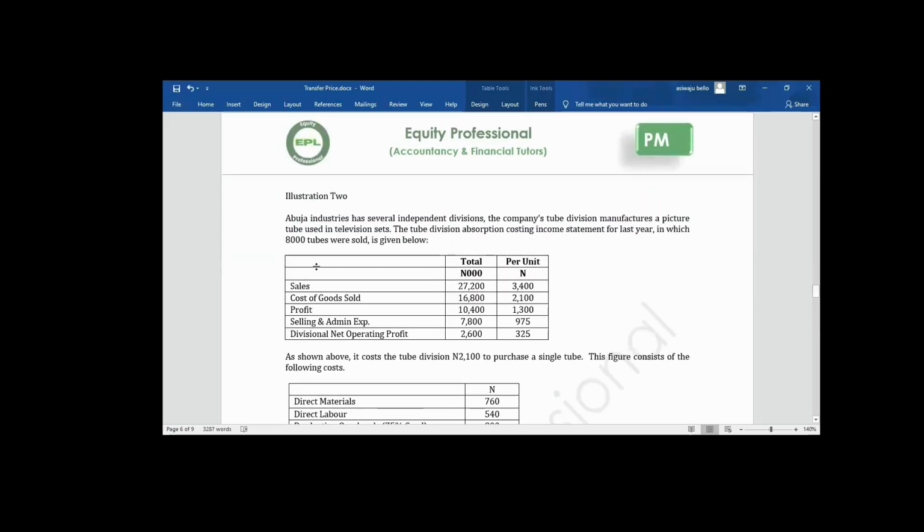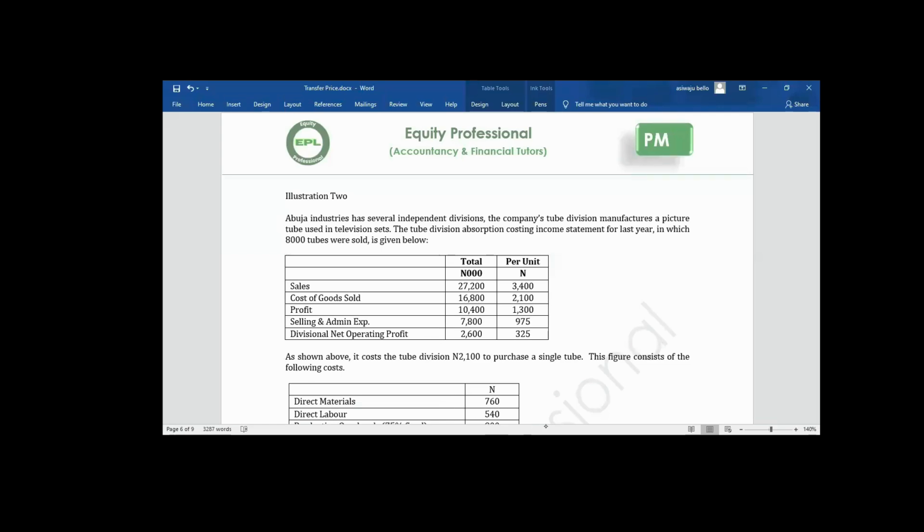Now, I need to get variable selling per unit. At the first paragraph, the examiner says tube division absorption costing income statement for last year, in which 8,000 units were sold. The company sold 8,000 units. Total variable selling expenses is 800,000. What is variable expenses per unit? 100 naira. Let's go show the work.